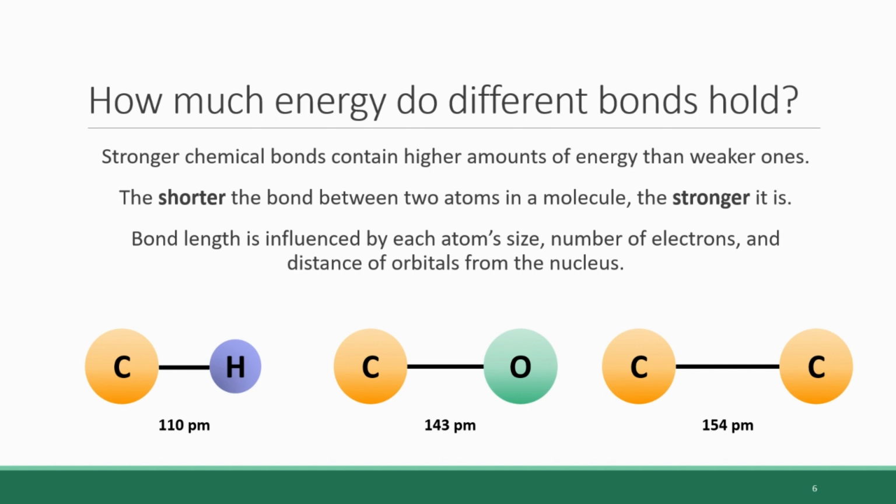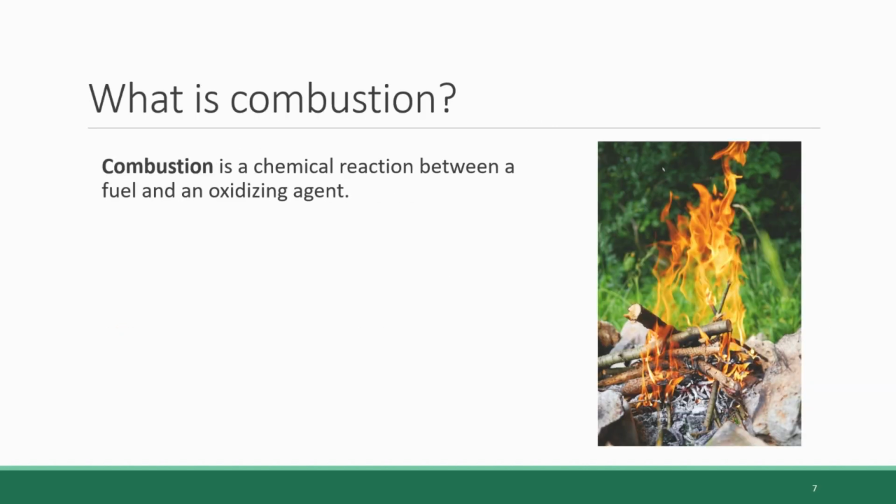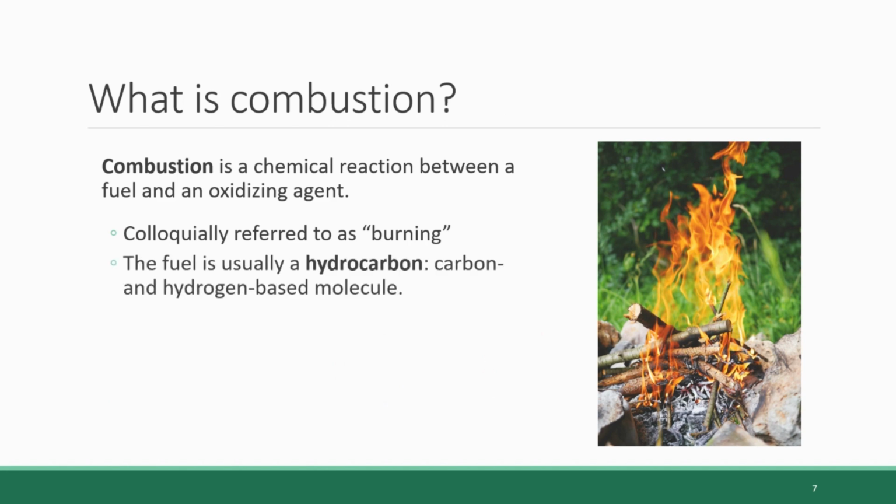Okay, so why does this matter? And what does it have to do with fossil fuels? Well, when fossil fuels are used for energy, they undergo combustion. And combustion is a chemical reaction between a fuel and an oxidizing agent. A more familiar term for combustion that you've heard before is burning. And the fuel that's burned in a combustion reaction is usually a hydrocarbon, which is a carbon and hydrogen-based molecule. So wood, for example, is composed of hydrocarbons. So the burning of wood, like you see in this photo, is a combustion reaction.